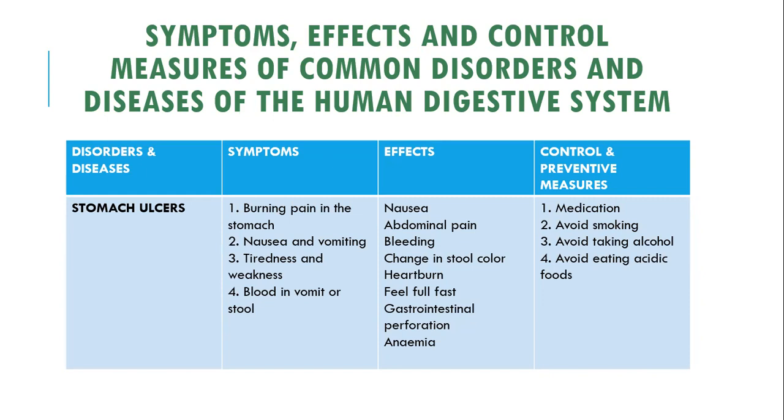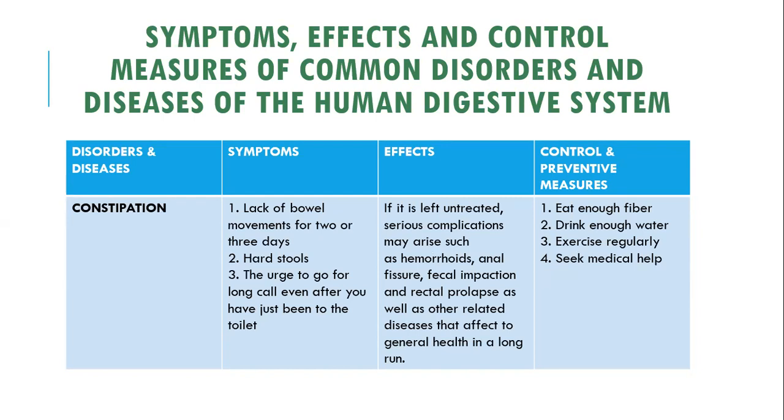While the control and preventive measures include medications, avoid smoking, avoid taking alcohol, avoid eating acidic foods. The other disorder and disease is constipation. The various symptoms of it could be lack of bowel movements for 2 or 3 days. Another one is hard stools, and the urge to go for a long call even after you've just been to the toilet. All these are just symptoms of constipation.